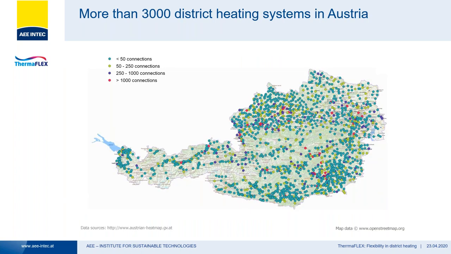And this district heating is supplied by more than 3,000 systems in Austria, a lot of smaller systems, in the range of, let's say, 20 to 200 connections, and on the other hand, quite large systems, mainly speaking about the major cities, and there Vienna as one example, on the other side of the scale with a huge system, gigantic infrastructure there, and also tremendous capacities that have to be provided in peak times.